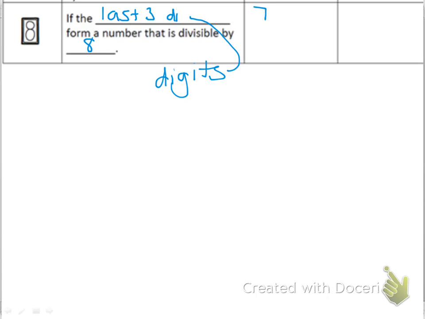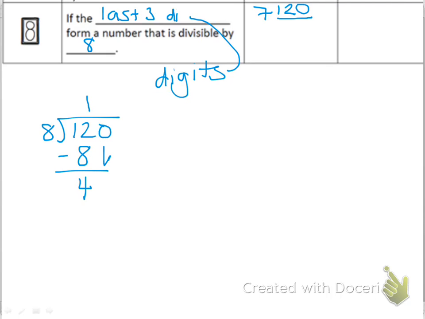For an example, 7,120. We just need to check the last 3 digits here. Is 120 divisible by 8? Well, 8 goes into 12 once. 1 times 8 is 8. Subtract that, we get a 4. Bring down the 0. How many times does 8 go into 40? 5. 5 times 8 is 40. And we subtract that and get a 0. So that means that yes, 7,120 is divisible by 8.